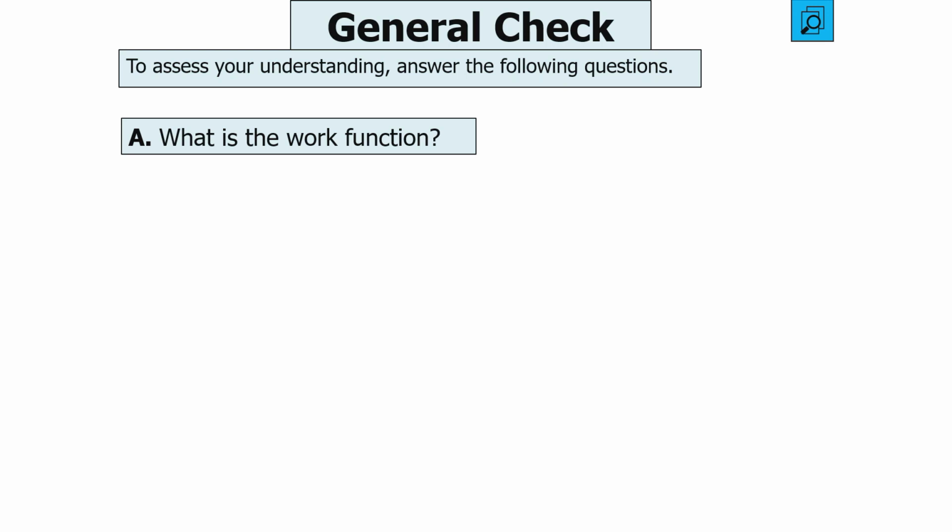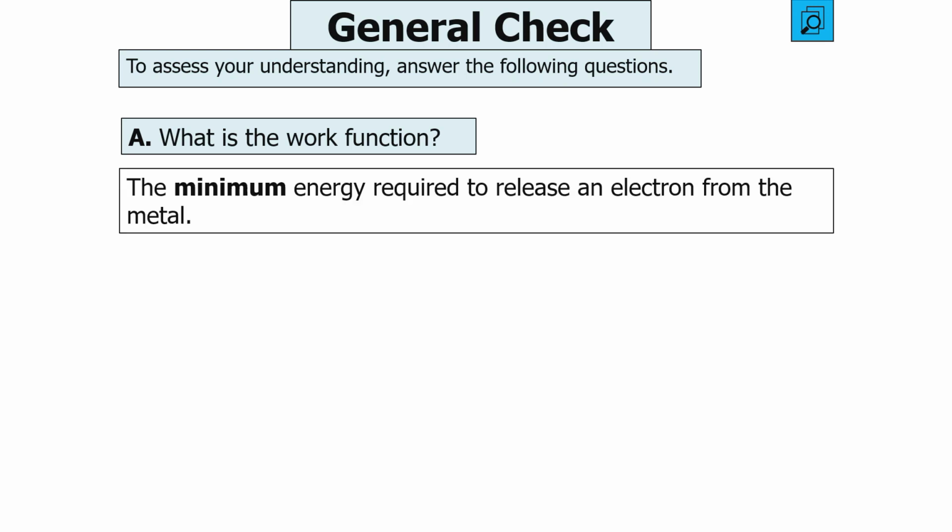What is the work function? Pause the video now, then unpause the video when you want to go through your answer. It is the minimum energy required to release an electron from the metal.